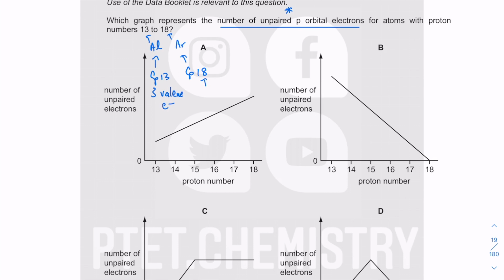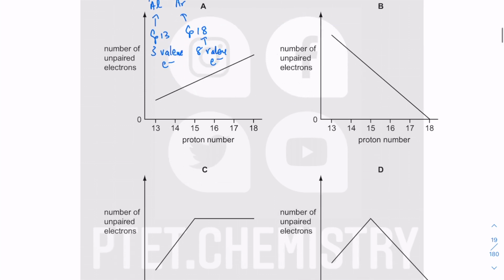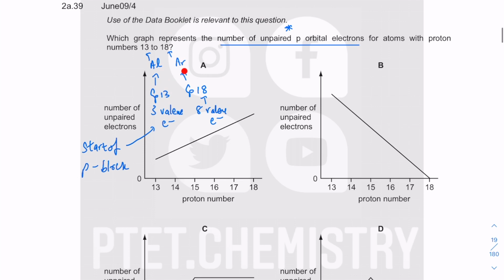This is 8 valence electrons. But do not forget that this is the start of the p block. So the p block starts from aluminium all the way to argon. The first element in the p block means you first fill in the p orbital, from aluminium, because the first two, sodium and magnesium, fill in the s orbital. They pair up and fill those s orbitals completely.